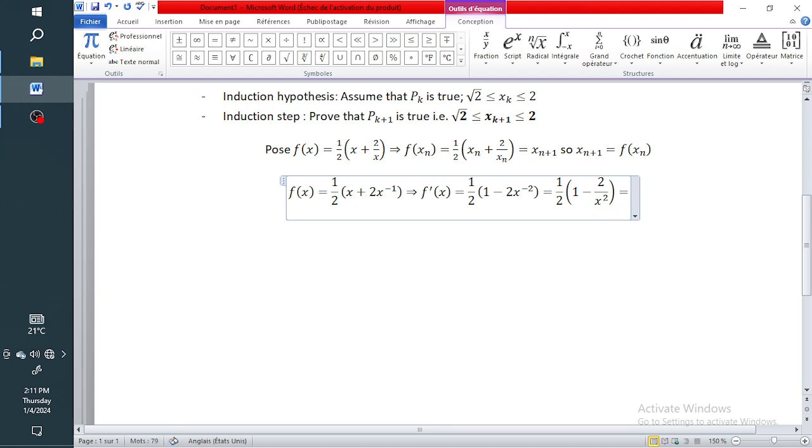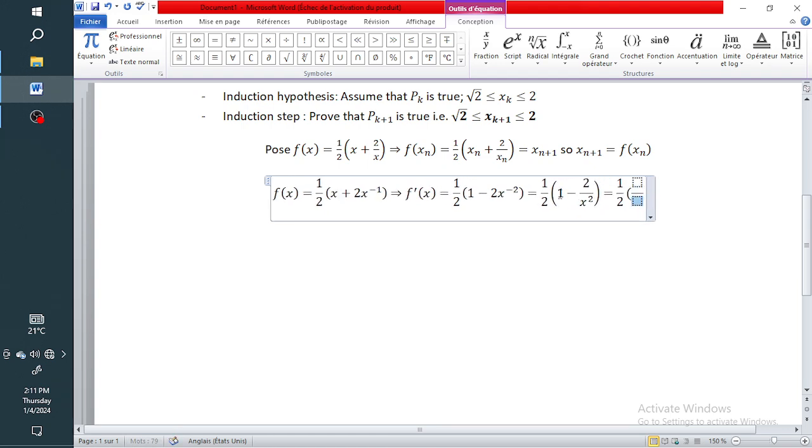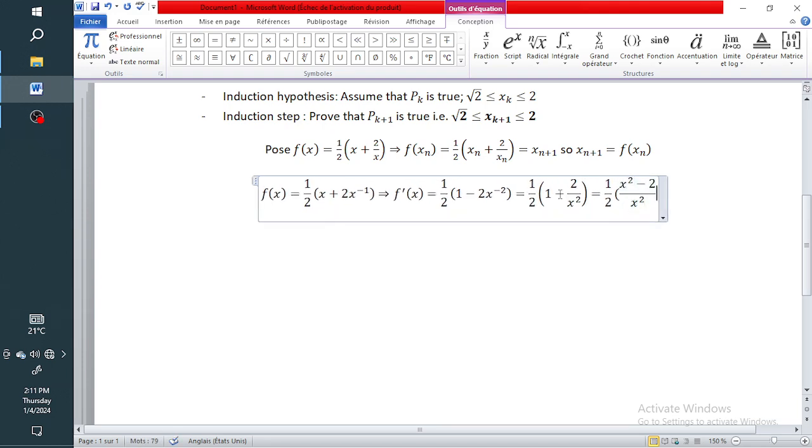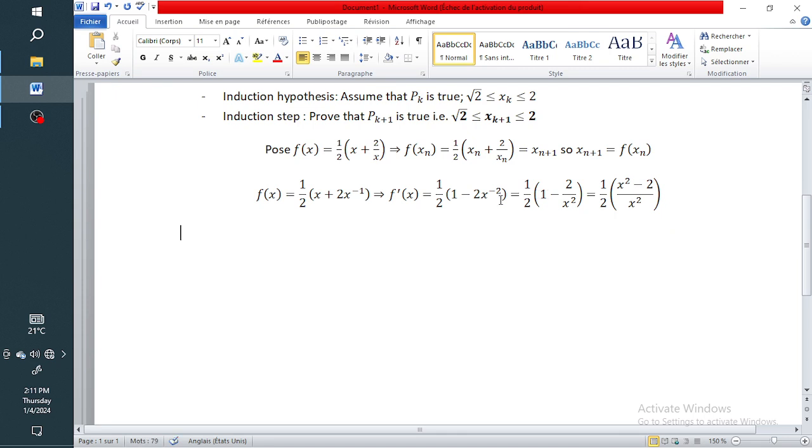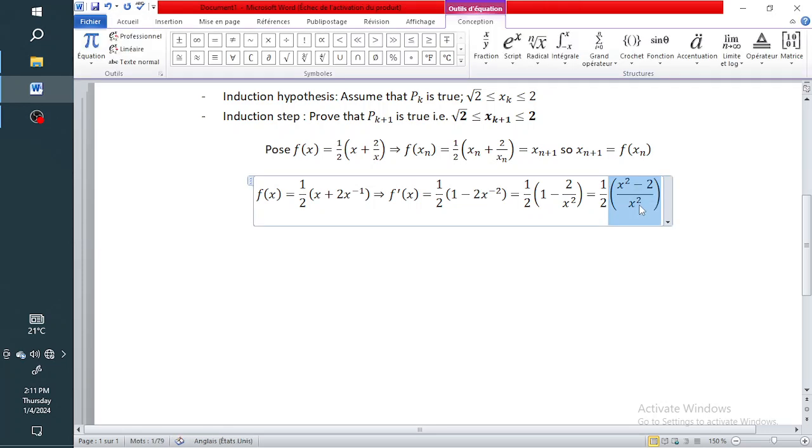Okay, so if we simplify by finding the LCM, which is x squared, the numerator will give us x squared minus 2. So this is clearly the derivative of the function. Now we need to look for the sign of the derivative. You realize that your x squared in the denominator is always positive no matter the interval of x. But what is in the numerator? We don't know the sign, right? Because x squared minus 2 could be positive or negative. For example, if I take x to be 5, 5 squared minus 2 will be positive. But if I take x to be 1, 1 squared minus 2 will be negative.